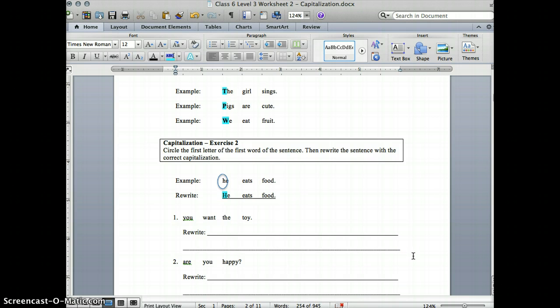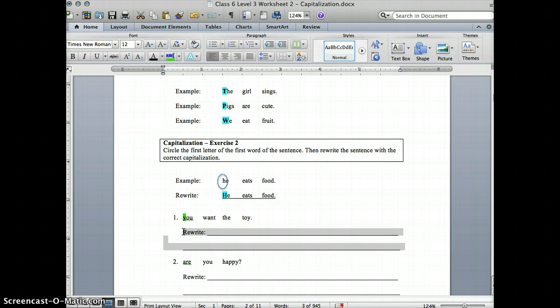Exactly, we have to look at the first letter of the first word of the sentence. So instead of circling them, I'm going to be highlighting them in green. So let's go ahead and do that. So I made the Y for you green. And now what do we have to do? We have to correctly capitalize it, right? And we have to rewrite it.